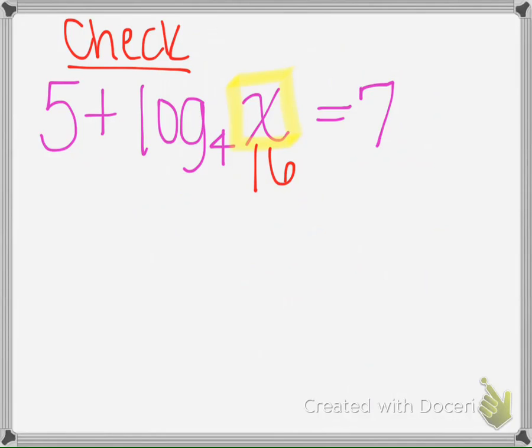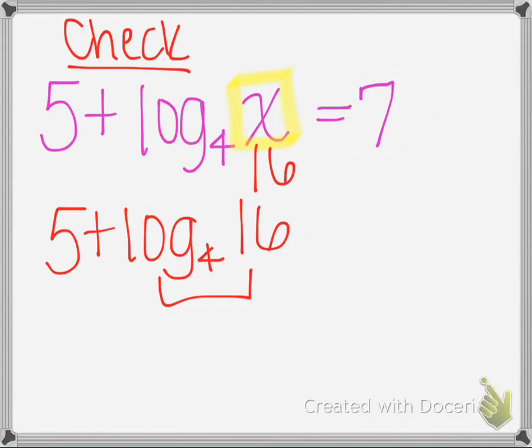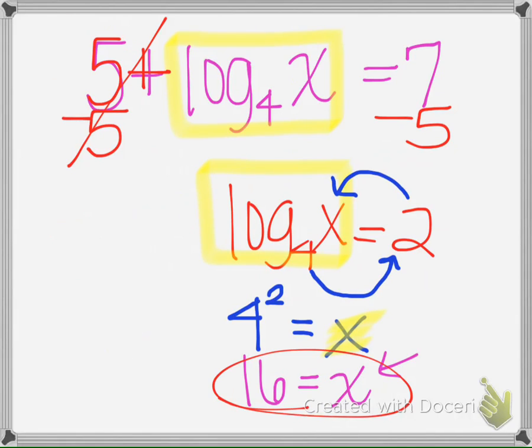Now if we want to check this, we can enter this into our calculator. Without a calculator here, we would ask ourselves, 4 to what power is 16? That's 2. And then 5 plus 2 is 7. So we get 7 on both sides, so we know that it checks out. So the answer is 16.